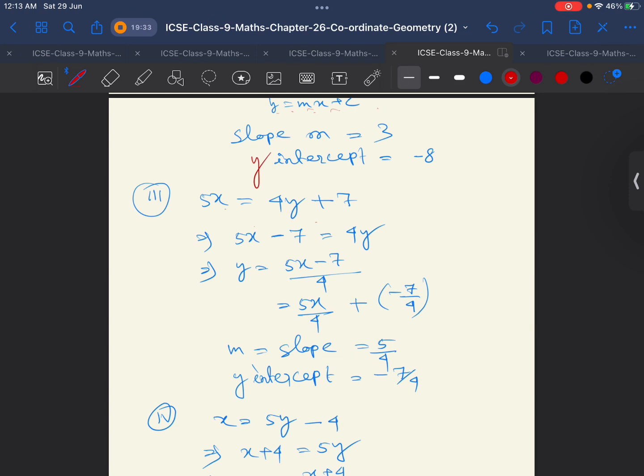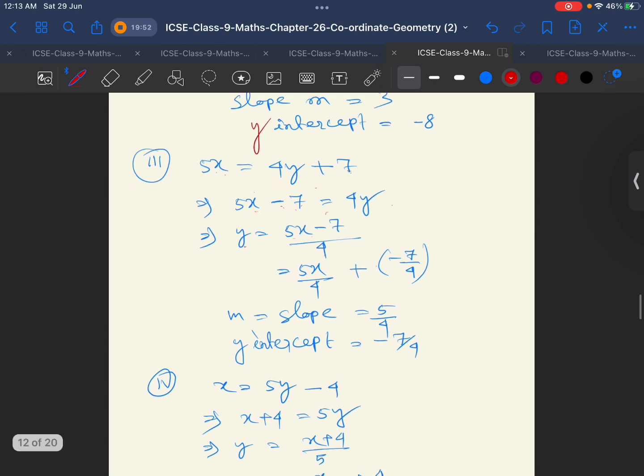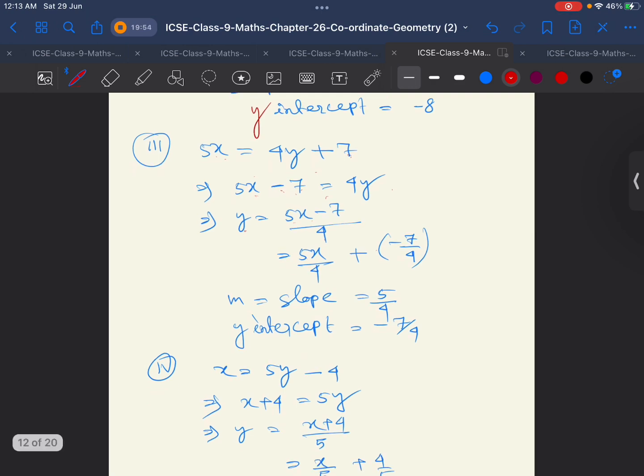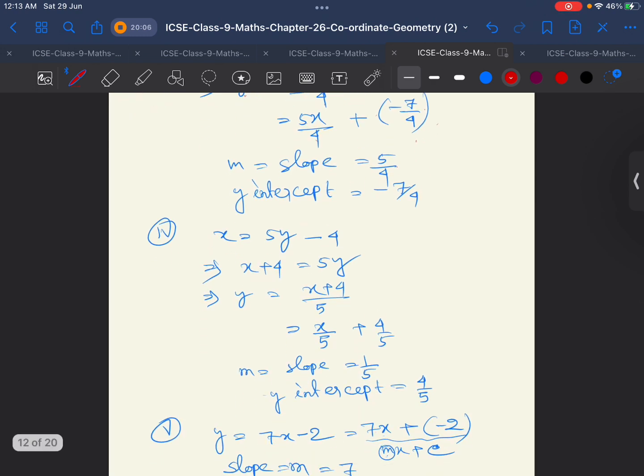Now question number 3: 5x equals 4y plus 7. So we can write 5x minus 7 equals 4y. We are shifting plus 7 to the left-hand side, so it becomes minus 7. So y equals (5x minus 7) by 4. Here we can write 5x by 4 plus minus 7 by 4. Now we compare this equation with the form y equals mx plus c. So m, the slope, equals 5 by 4 and c, the y-intercept, equals minus 7 by 4.